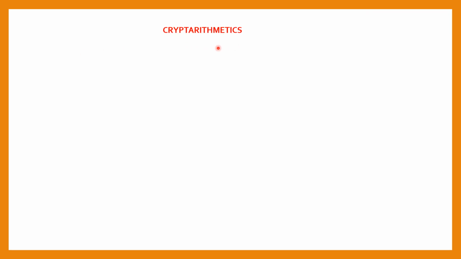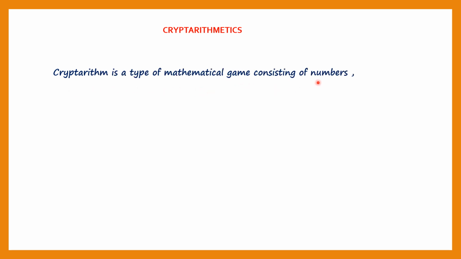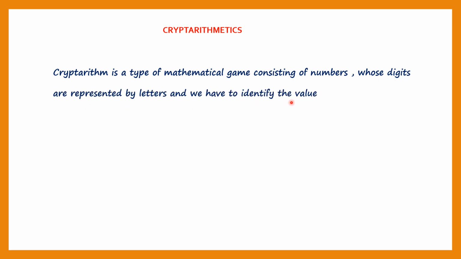Cryptarithmetics. Now what is this? Cryptarithm is a type of mathematical game consisting of numbers whose digits are represented by letters, and we have to identify the value of each letter. Okay, let's start with a sum and we'll work it out like an example.